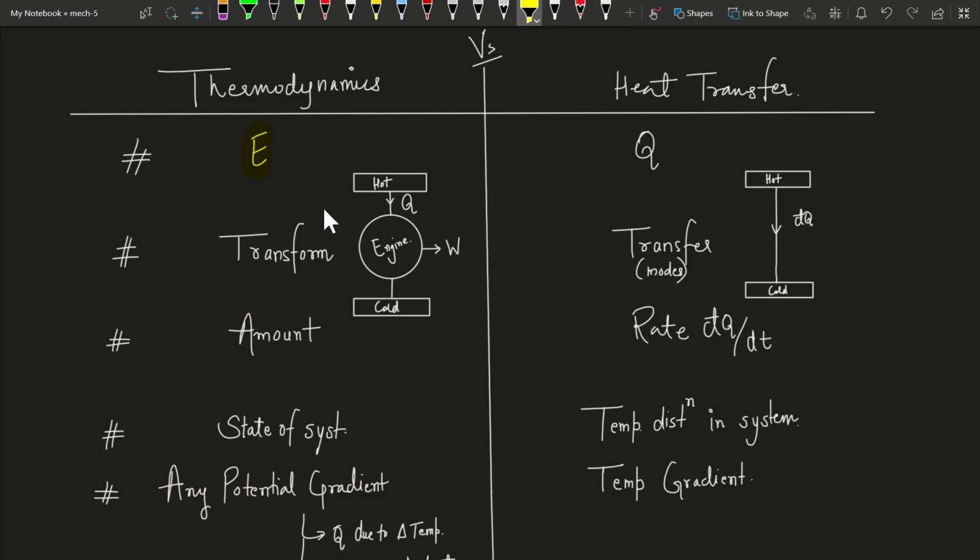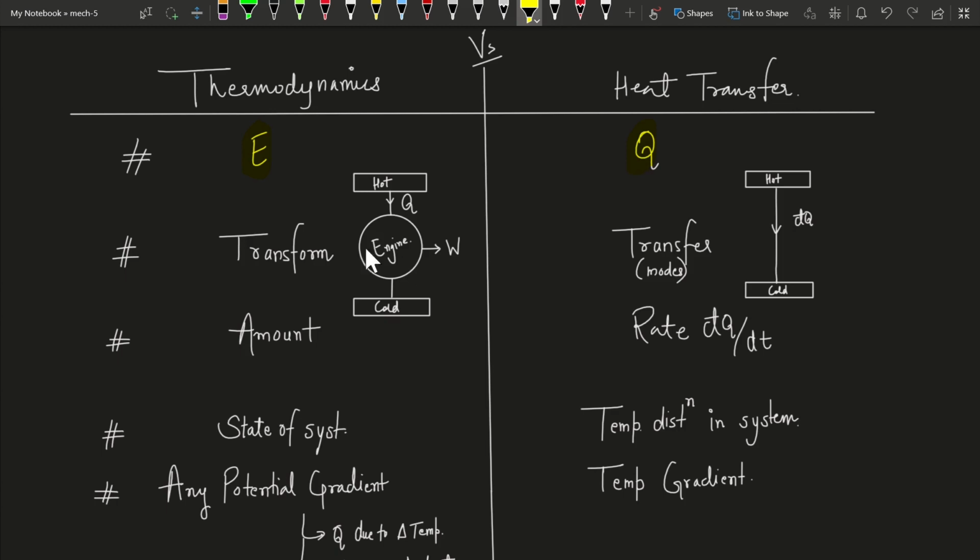We have a stored form of energy, that is kinetic energy, potential energy, chemical energy, nuclear energy. And we have also transit form of energy, which is not energy, but the mode of transfer of energy, which is heat and work. So thermodynamics deals with energy, including everything that we have studied so far in energy. But heat transfer deals with heat only. It deals with heat only.